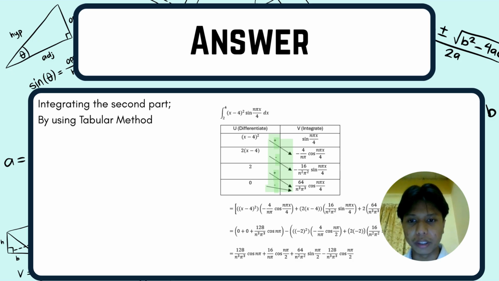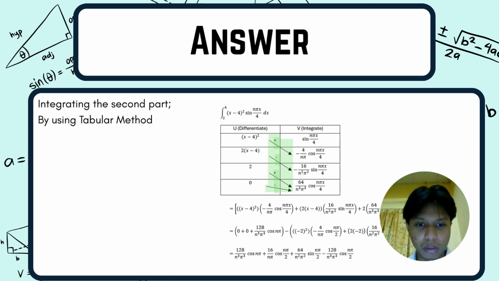So integrating the second part by using the tabular method, since the integration consists of an algebraic function and a trigonometric function. After we integrate them using the tabular method and substitute the 4 and 2 into the equation, we are left with 128/(n³π³) cos nπ + 16/(nπ) cos(nπ/2) + 64/(n²π²) sin(nπ/2) − 128/(n³π³) cos(nπ/2).